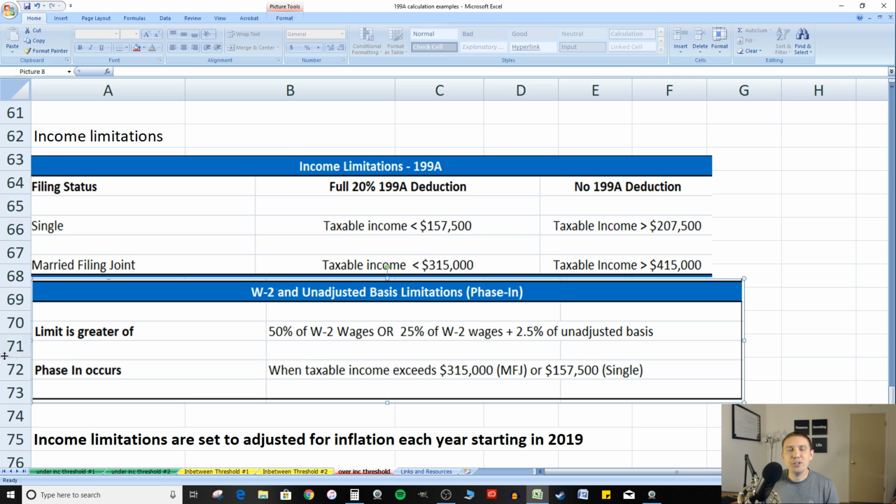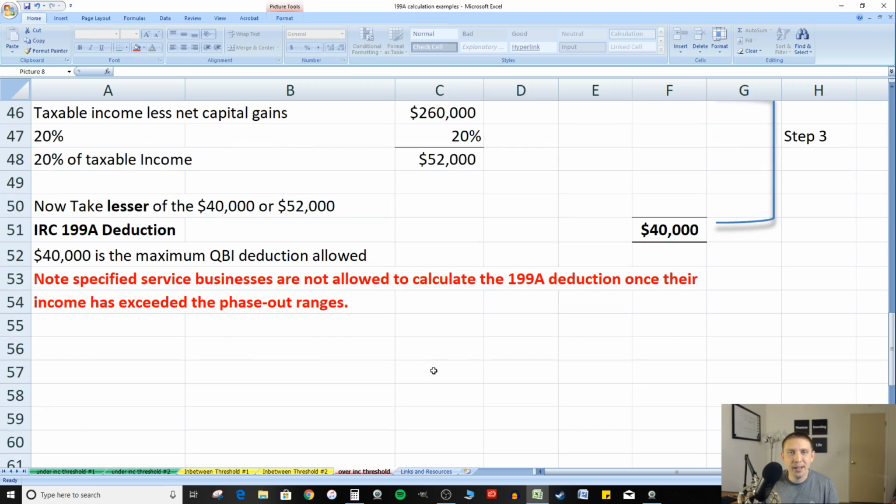So there's two tests here. First, the limit is the greater of 50% of W-2 wages or 25% of W-2 wages plus 2.5% of unadjusted basis. So take a good look at that, guys. Pause the video, and now let's go to the top and work our way down to see how this is all calculated. And this will make a lot more sense once you see it in calculation form. So let's go up to the top and read the facts for this example.